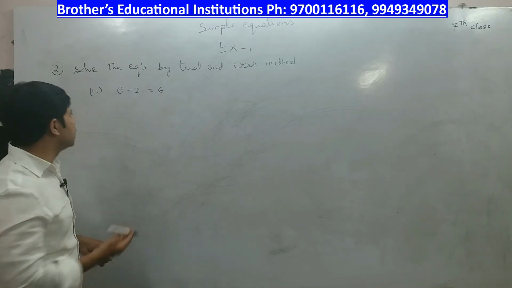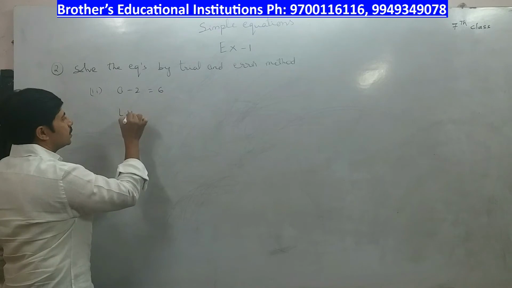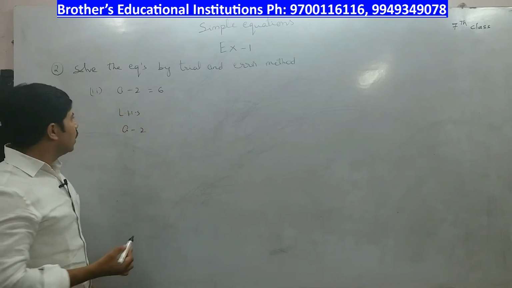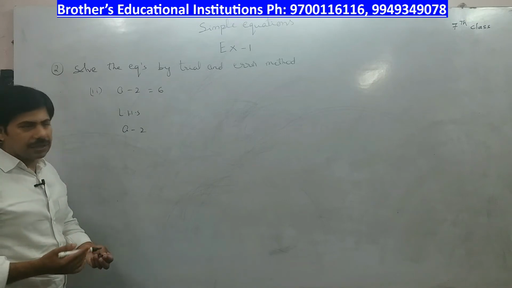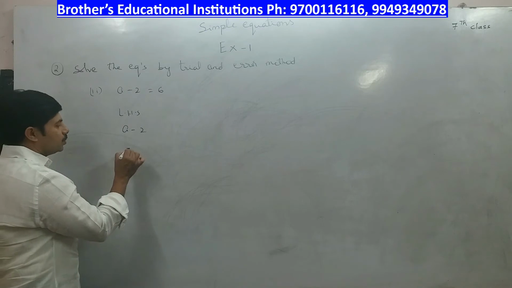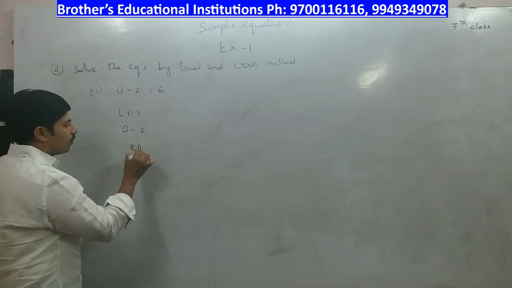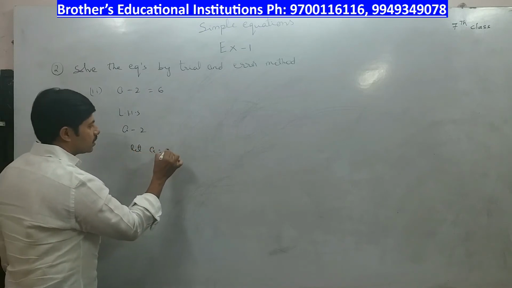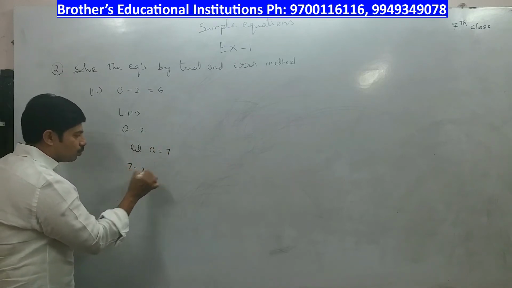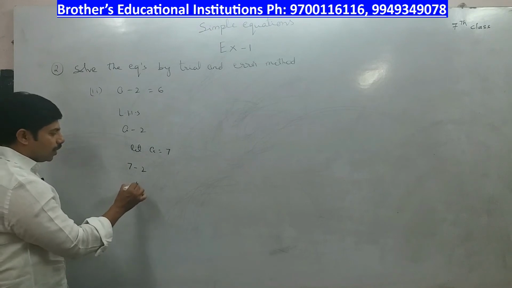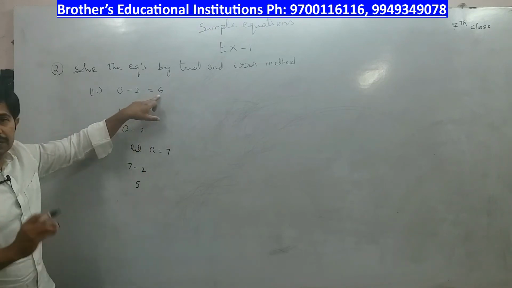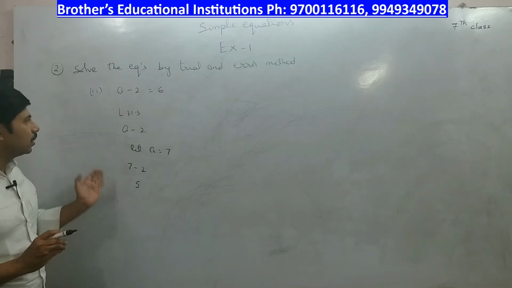So I write LHS, which is a minus 2. Now the value of a is greater than 6, so first I will assume the value of a as 7. Substituting, 7 minus 2 is 5. But in RHS we have 6, so this is not the solution.